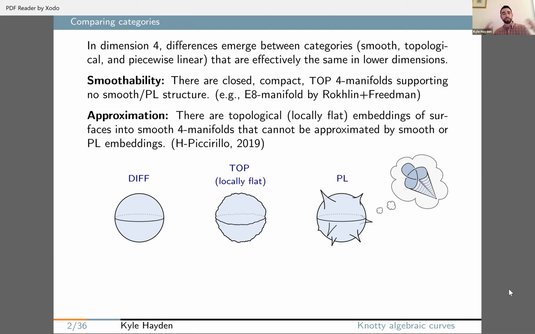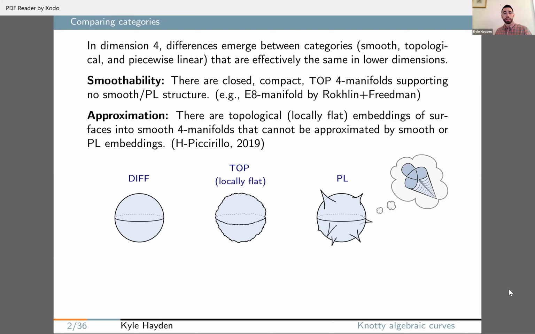If you now fix your ambient world to be smooth, so that it's nice to work in, what if you just let the sub-objects be a bit hairier? Joint work with Lisa Piccirillo from last year produced topologically locally flat surfaces, I'll say what those are in a moment, in 4 manifolds that can't be approximated by smooth or PL embeddings.